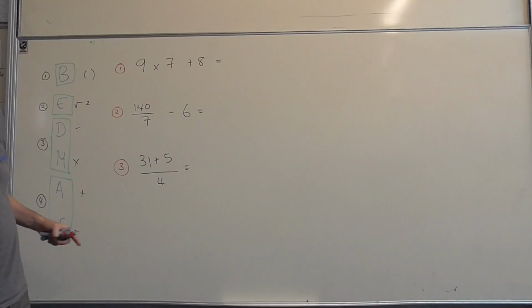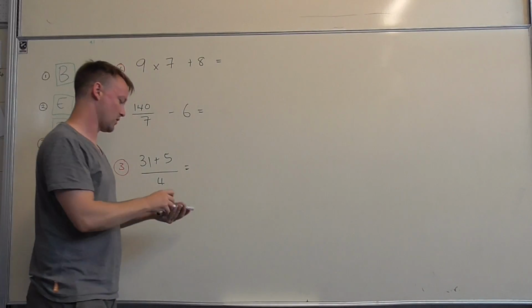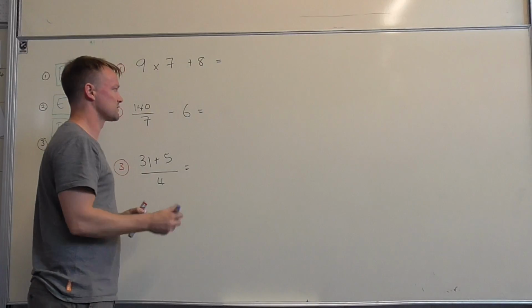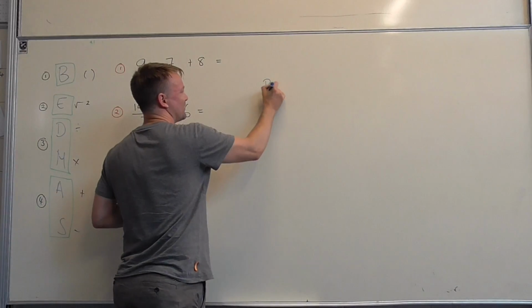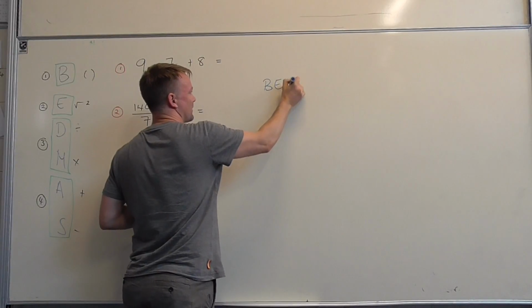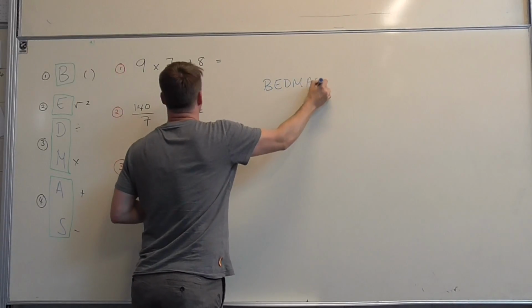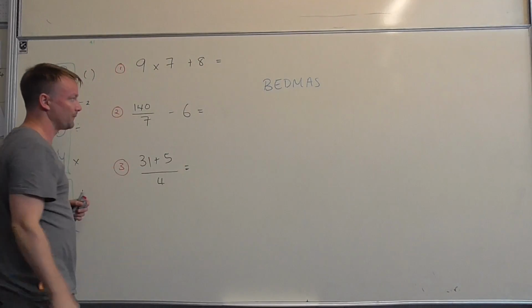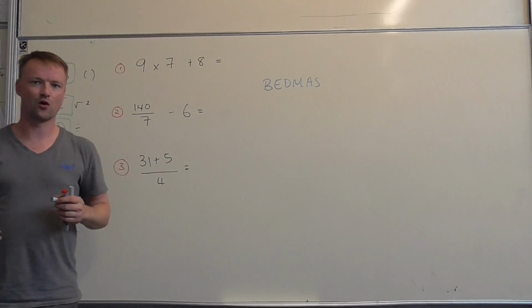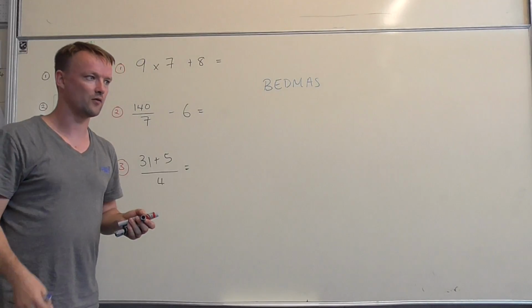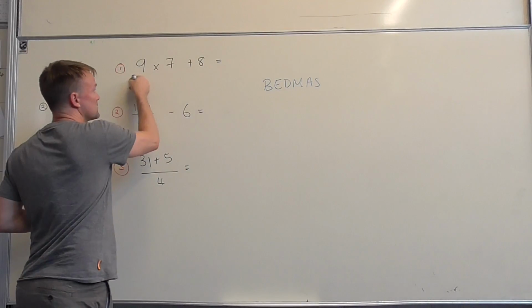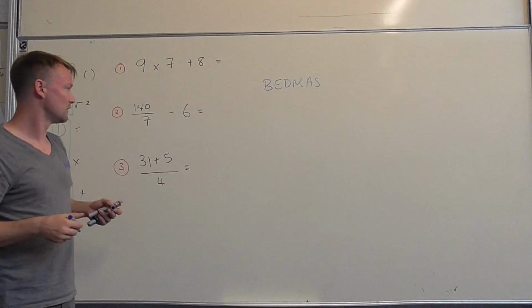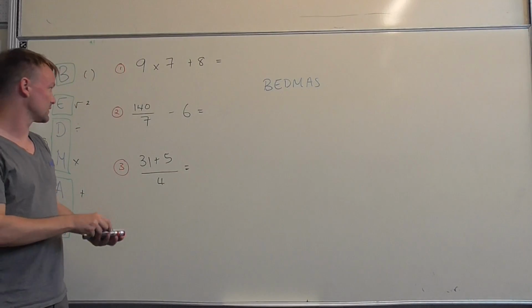This is now 140 divided by 7, take away 6. So let's use BEDMAS to work out what we're going to do first. Some of you might ask, why not just do it from left to right? Well, in maths, it's not like English where you read from left to right; you can read backwards. I'll show you an example of that once I finish this. But right now there are no brackets, so let's go and solve this.